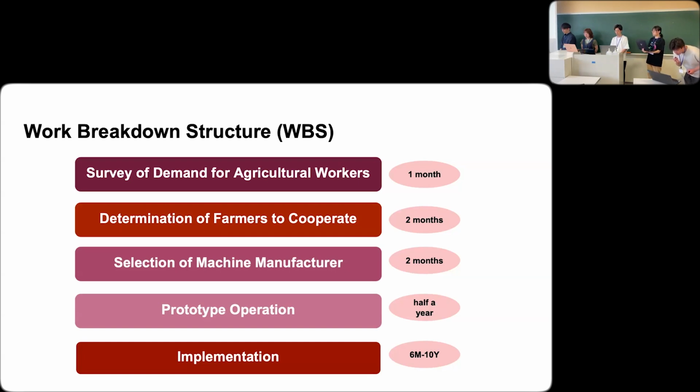A prototype operation phase will then test the selected equipment and worker environment for 6 months. Finally, the project will be gradually rolled out over 6 months to 10 years, ensuring continuous improvement and adaptation.